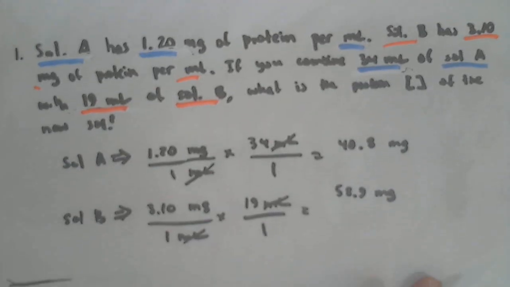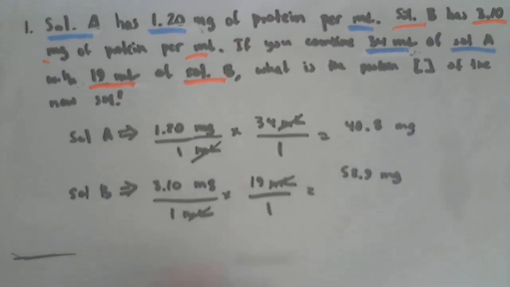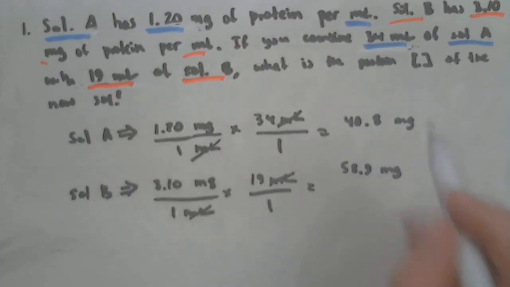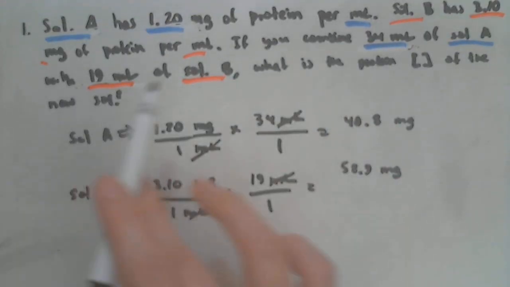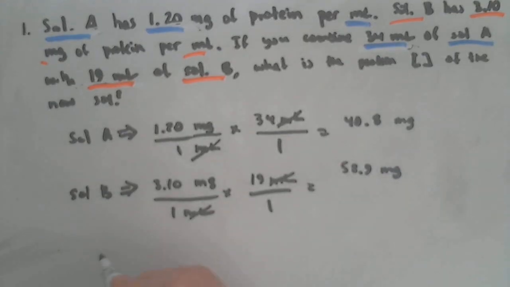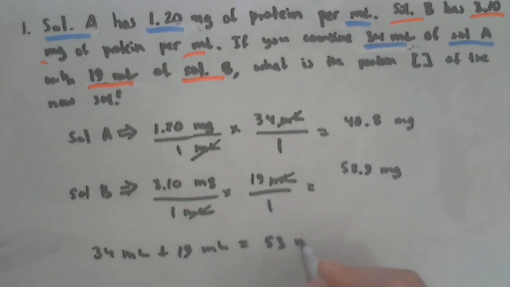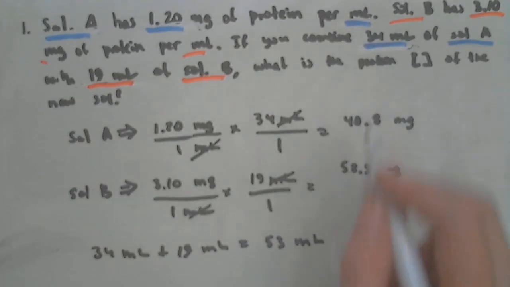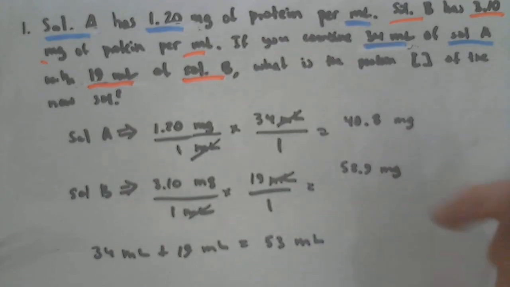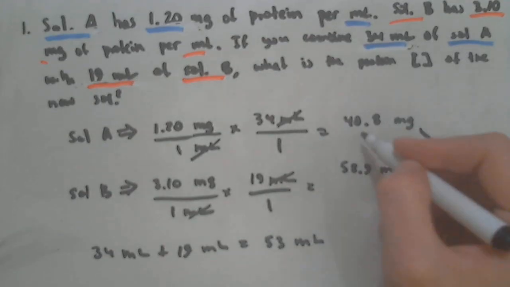Now, let's figure out our total volume of the new solution. We're just looking at the solutions now, not the total volumes. Let's talk about the total volumes. We had 34 milliliters of solution A and 19 milliliters of solution B. How much is that going to be? 34 milliliters plus 19 milliliters will be 53 milliliters. So now we're going to take these. This is our new protein milligrams. We're combining two, correct? So we're going to add them together. What's this plus this?